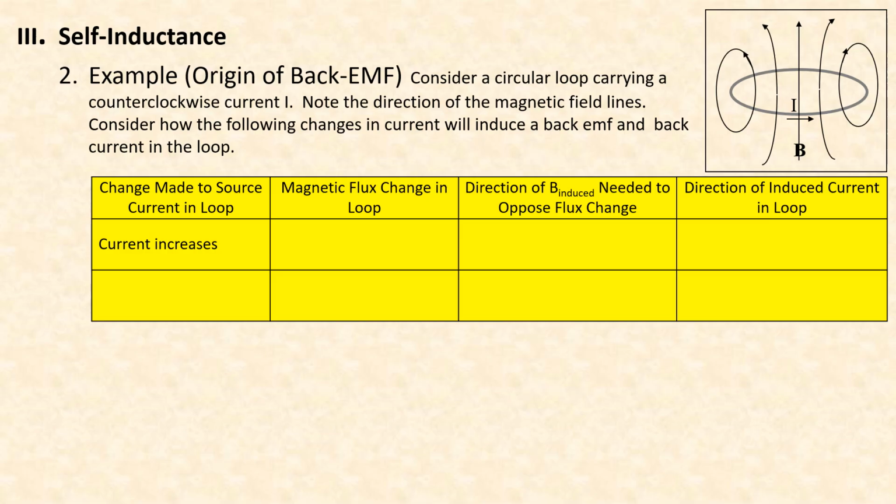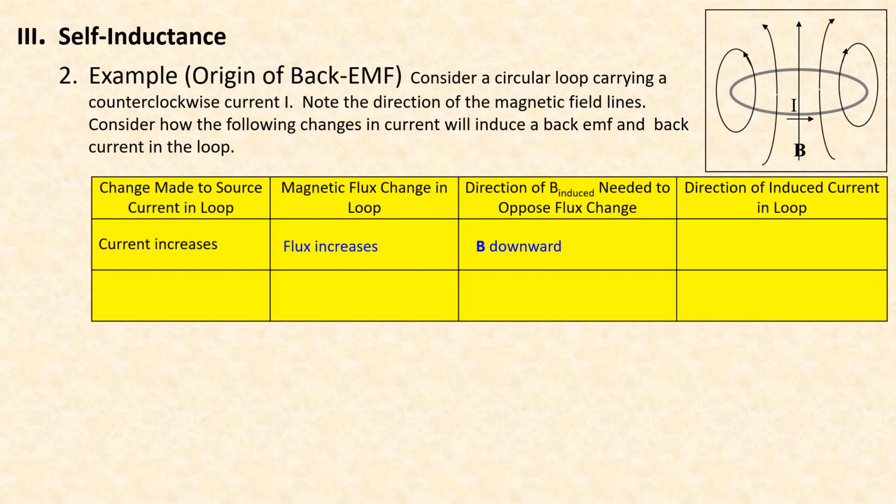You'll remember that as the source current increases, this is going to cause an increase in magnetic flux in the interior of that loop. And according to Lenz's law, a change in the source current will induce a magnetic field and will induce a current that opposes the change in source current that created it. So if increasing the source current in the loop causes an increase in magnetic flux, we can reason that the direction of the induced magnetic field needed to oppose the change in flux must be in the opposite direction to the original magnetic field.